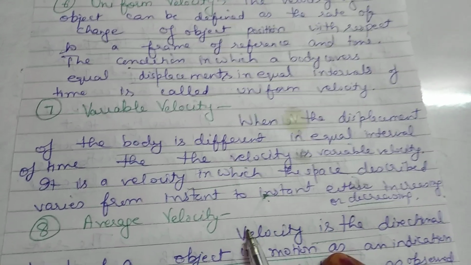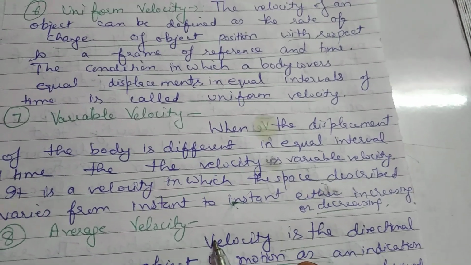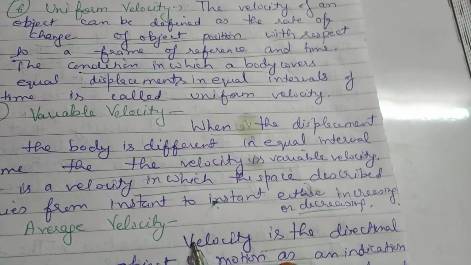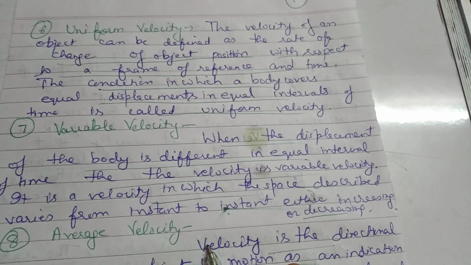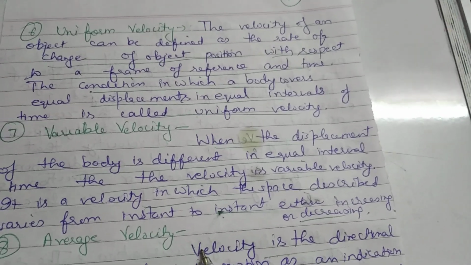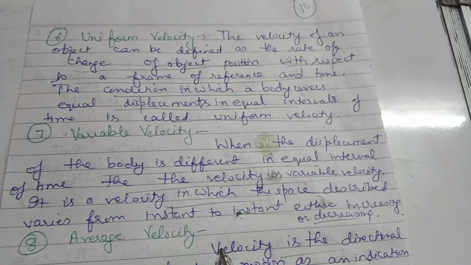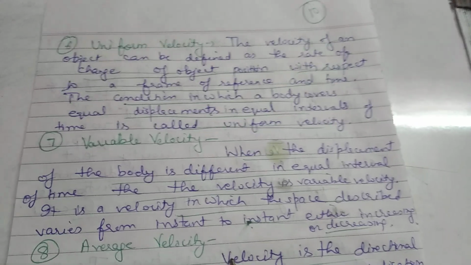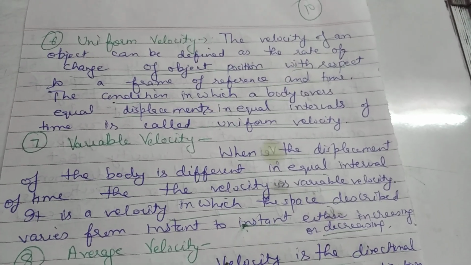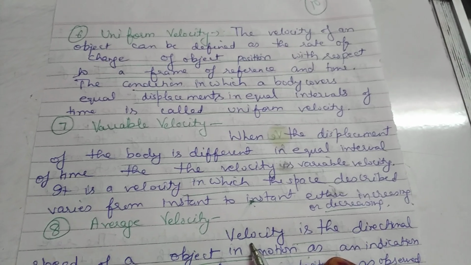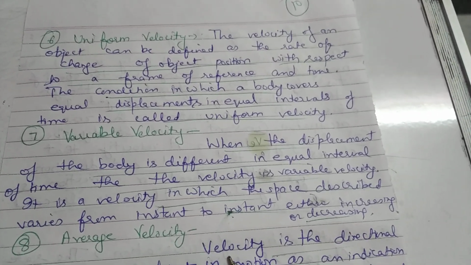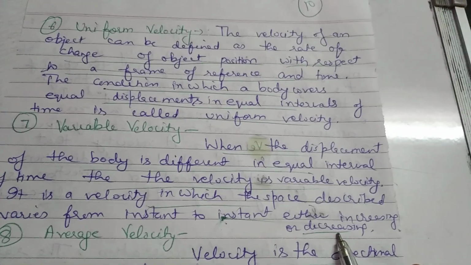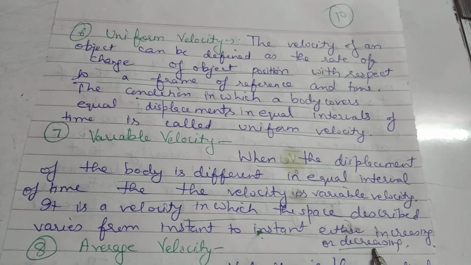Now, variable velocity. When the displacement of a body is different in equal intervals of time, the velocity is variable velocity. It means the position of the object changes differently in equal intervals of time. It is the velocity in which the space described varies from instant to instant, either increasing or decreasing. So it is the variable velocity.